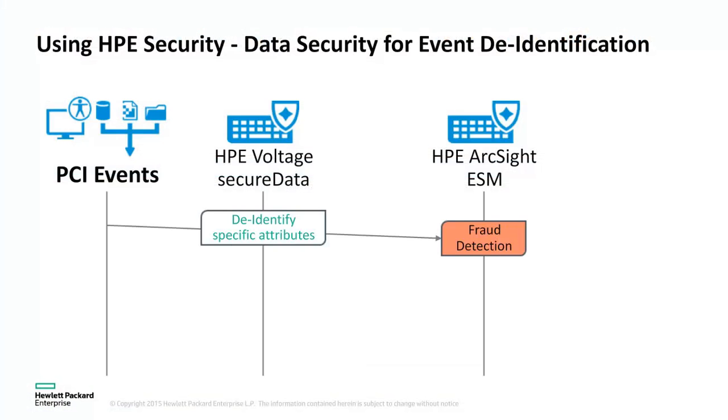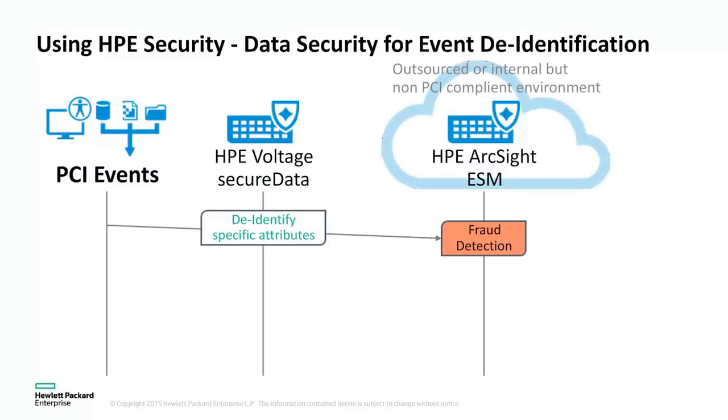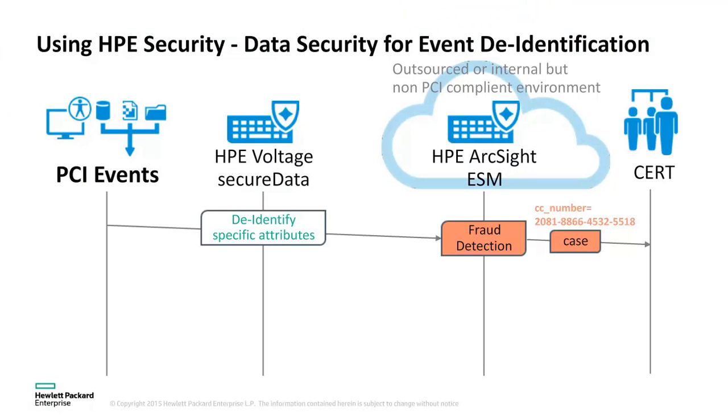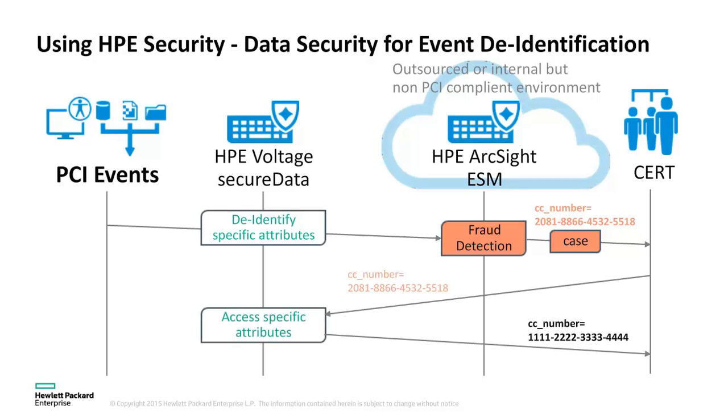In the next scenario, ArcSight's correlation engine detects a fraud in de-identified credit card payment events. The events must be de-identified because the Security Operations Center is an outsourced managed security service provider and/or not PCI DSS compliant. But as we know now, that is not an issue, because all they have to do is detect the incident, create a case, and assign the case to the Computer Emergency Response Team, which has PCI compliant systems and is authorized to process the credit card information in clear text.